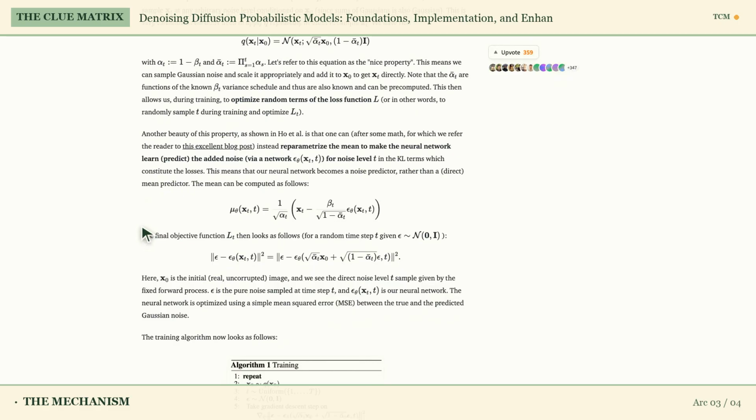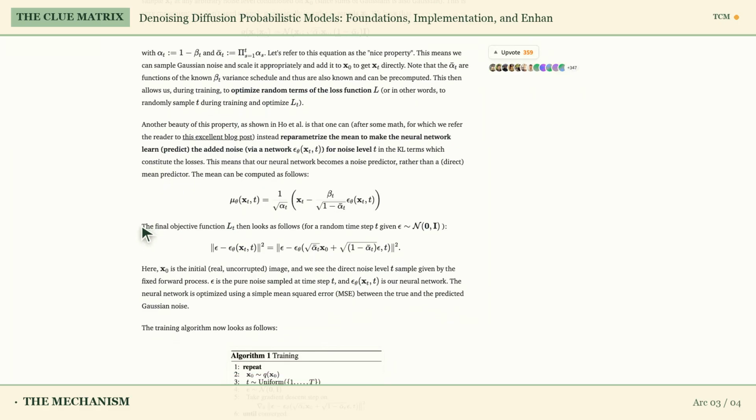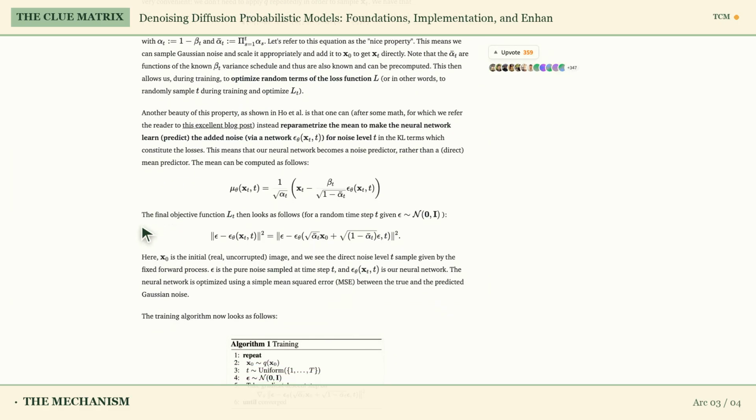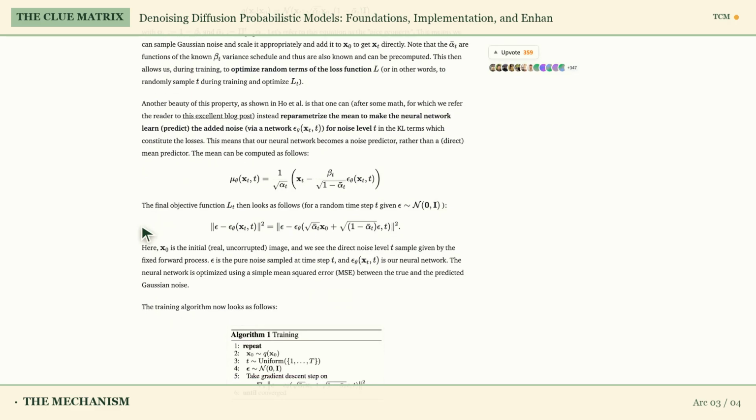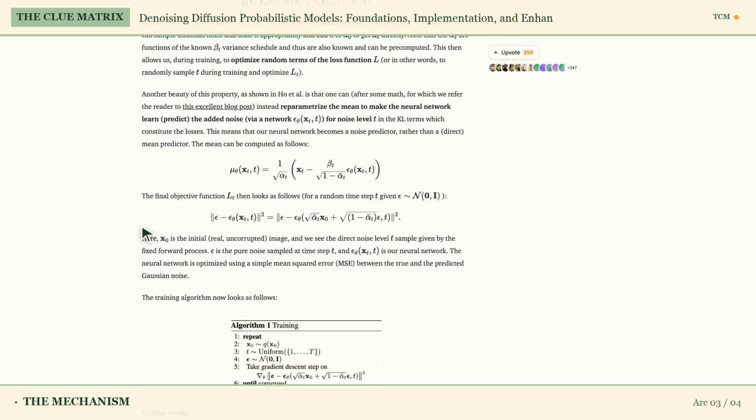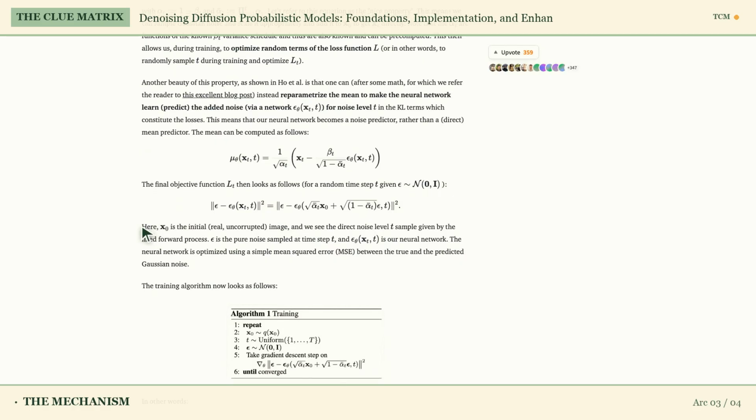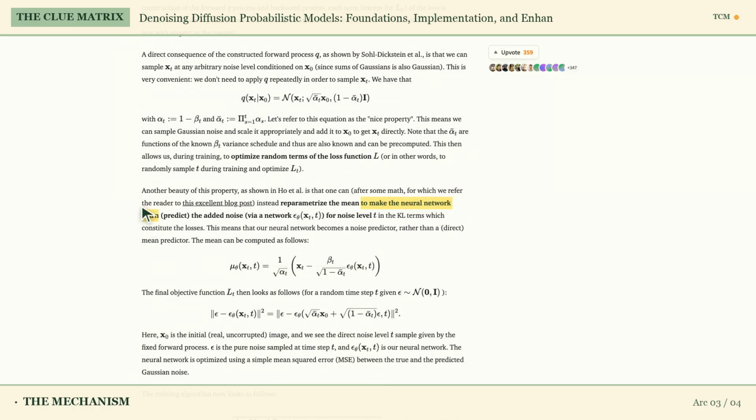Exactly. This property, combined with some math, lets us instead reparameterize the mean to make the neural network predict the added noise. So the network predicts what noise was added to get to the current noisy image, not what the clean image should be. That's a subtle but important distinction.